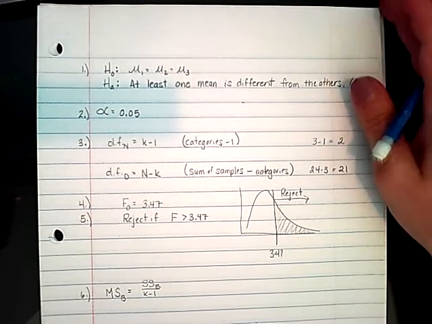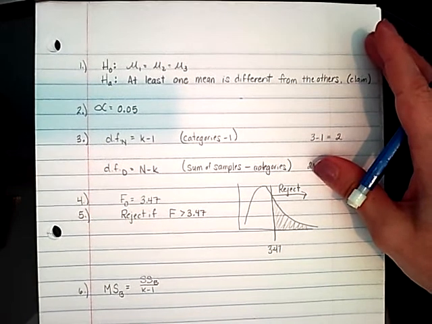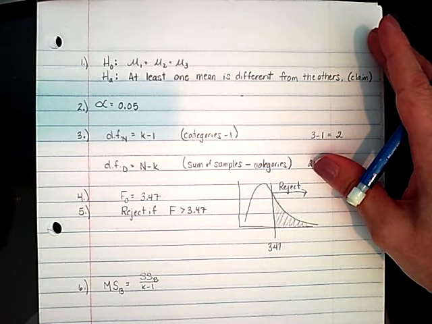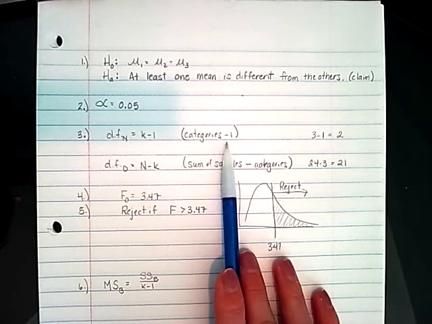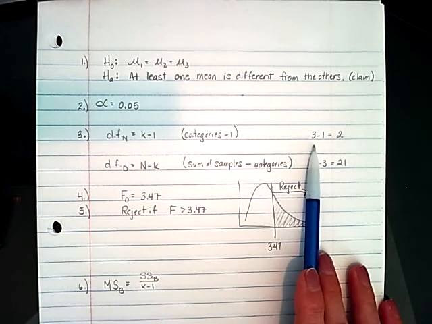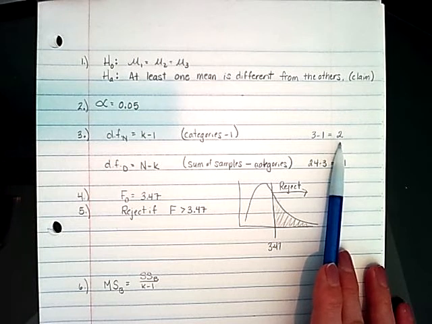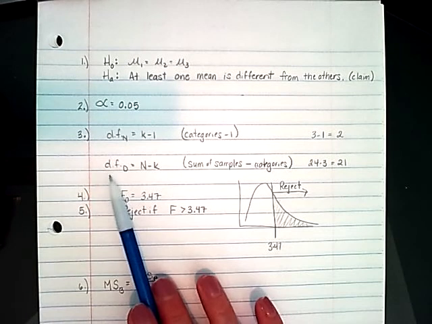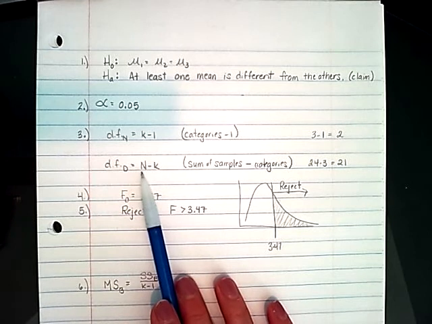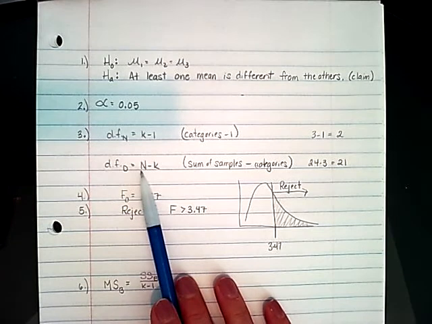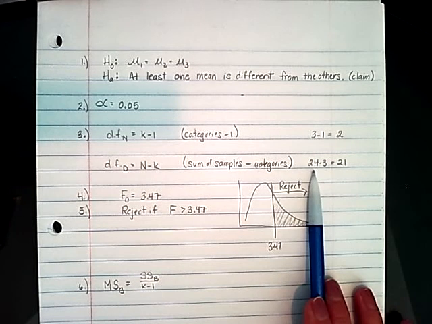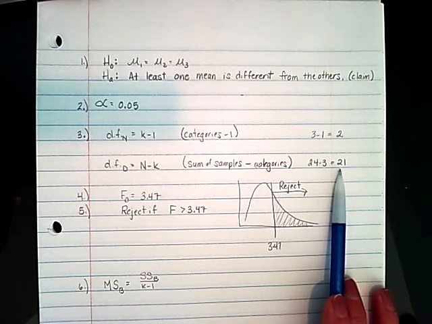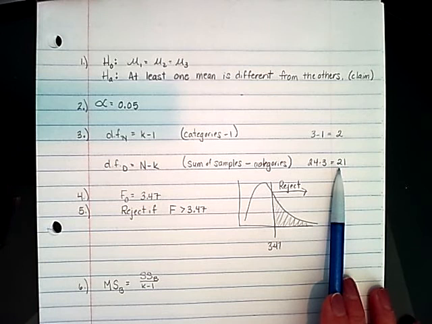So I'm still using that F distribution chart, so I need to know what the degrees of freedom of my numerator is and the degrees of freedom of my denominator. So for my numerator, I have to take the number of categories minus 1. Since I have 3 different categories minus 1, that means the degrees of freedom of my numerator are going to be 2. And then the degrees of freedom of my denominator becomes capital N. And capital N is the total number in all 3 samples added together, minus the number of categories. So there were 24 items in all 3 categories, minus the 3 categories gives me a degrees of freedom for my denominator to be 21.